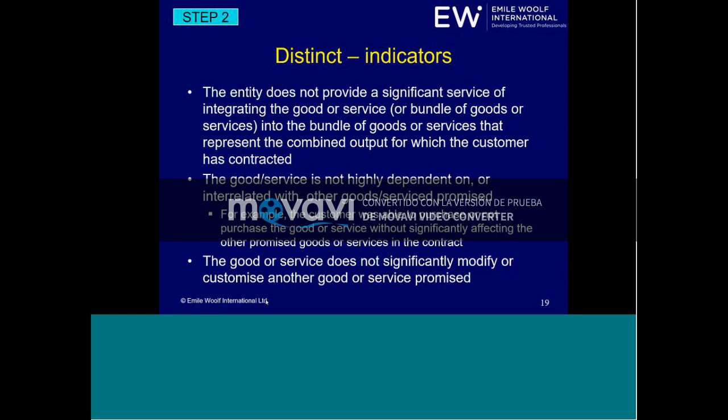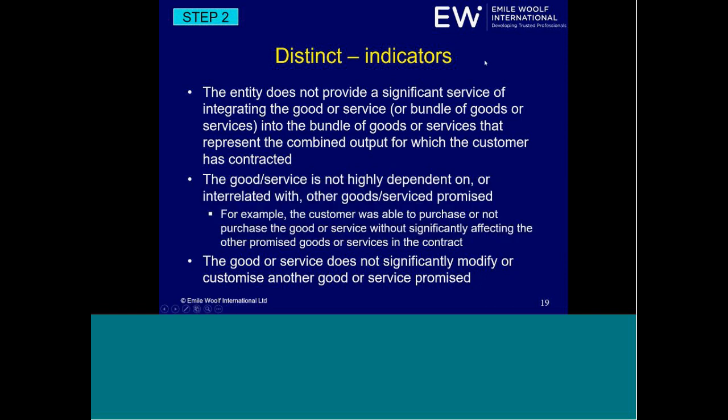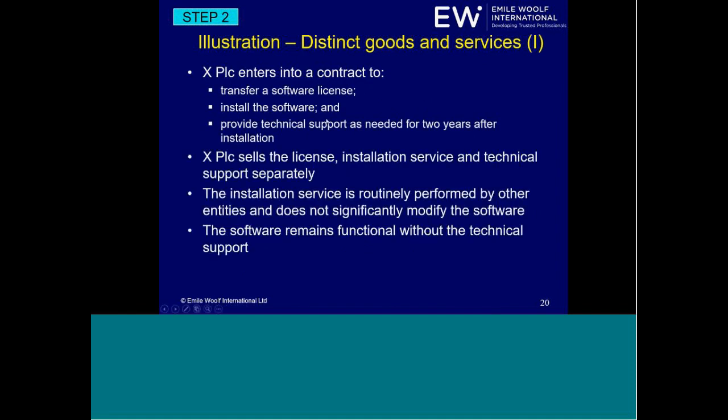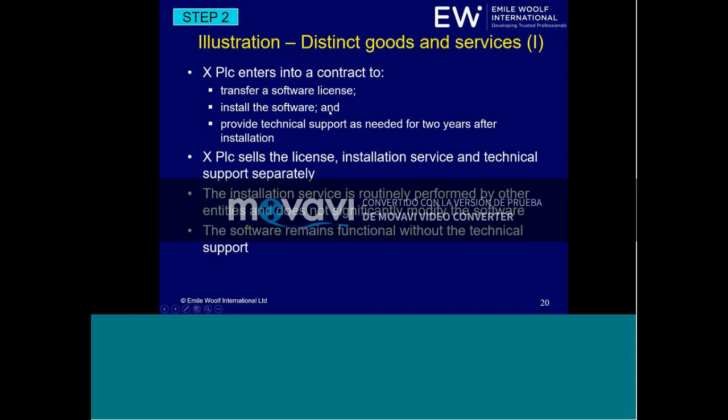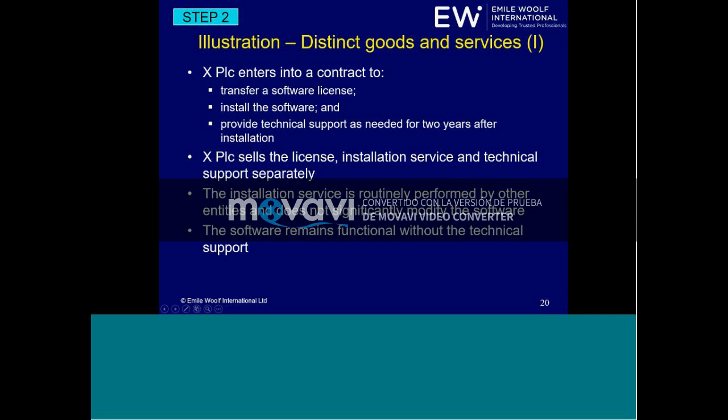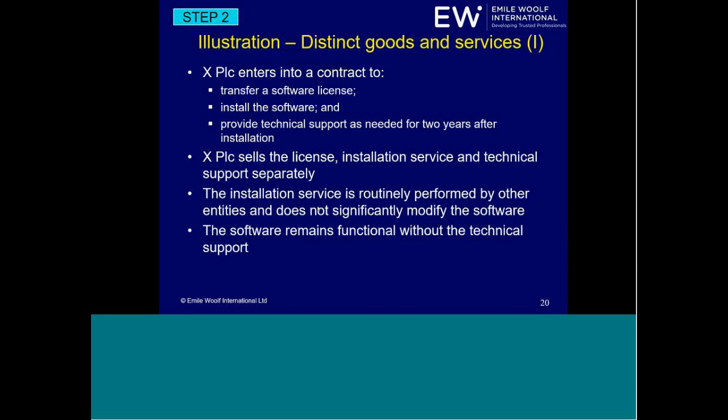Let's have a look at an example. To sell a software license, install the software and provide 2-year hotline support. X regularly sells the license, installation, and technical support quite separately. The service is routinely performed by others, and, critical here, it does not significantly modify the software. The software remains functional, the best it could, but it remains functional without the technical support.